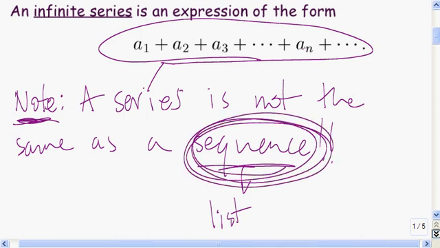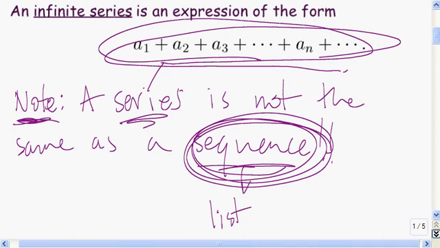Make sure this is in your notes, with a big box around it. If you list the terms, it's a sequence. If you sum the terms, it's a series. So get that straight.